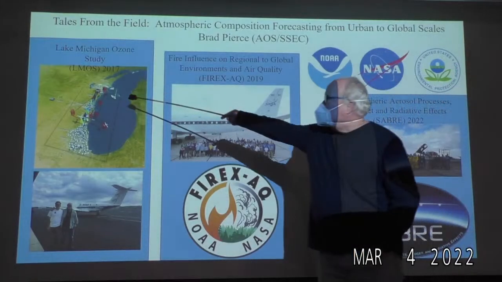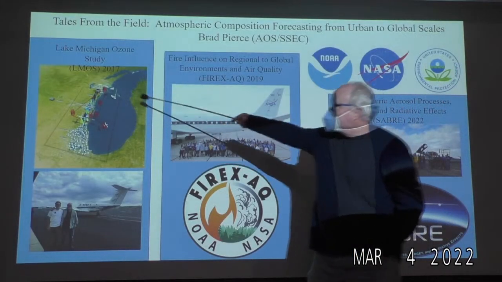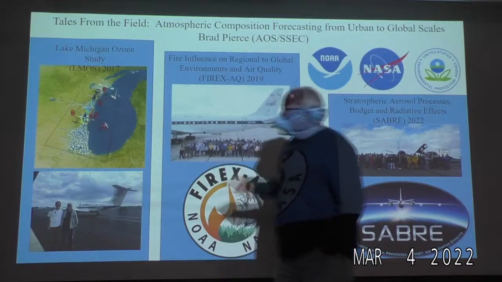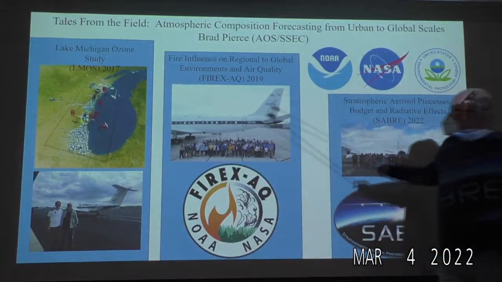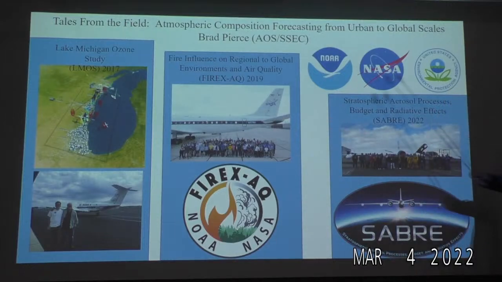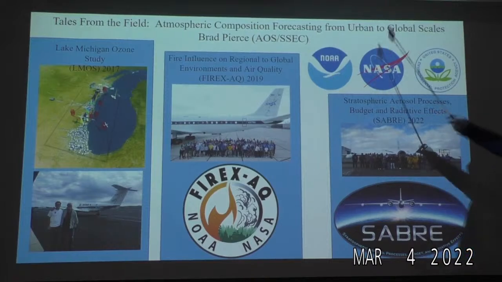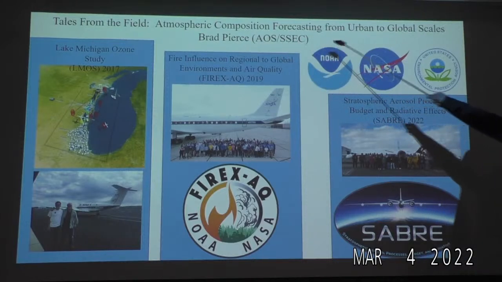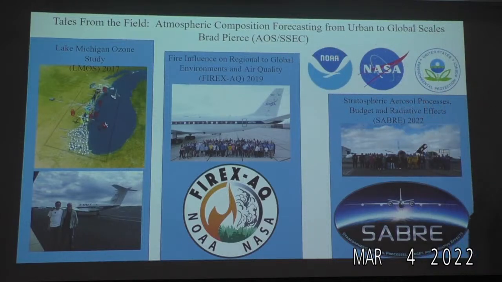I'm going to start out in 2017 where we were focusing on air quality along the western shore of Lake Michigan. I'm going to talk a little bit about fires in the western U.S. in 2019, and then I'm going to close out in some stratospheric work that we're doing. Just finished up the first deployment in February of 2022. And the key here is atmospheric composition forecasting from urban to global scale.